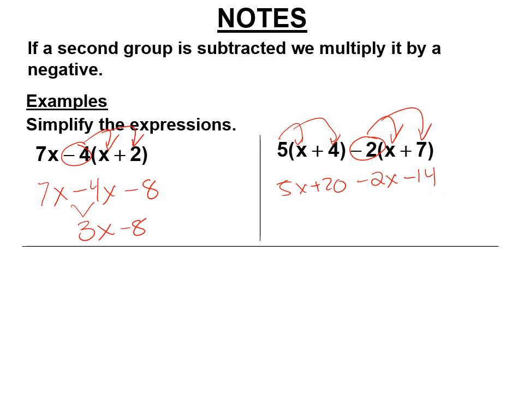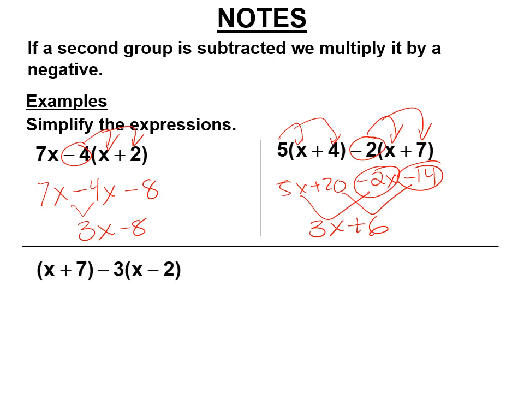All right, so now we have like terms. 5x minus 2x is 3x. 20 minus 14 is, what, 7? No, 6. So the answer to this is 3x plus 6.